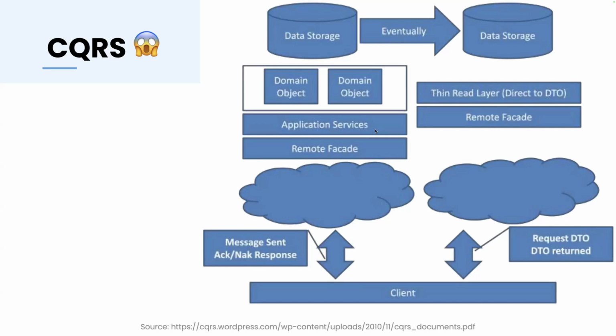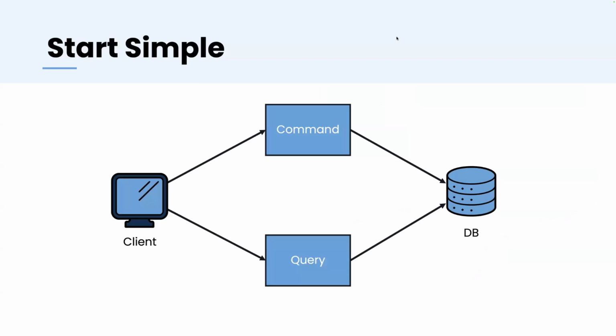We have the reading side and the writing side. And what we have here in the middle is called eventual consistency. We have two data storages. We would have something like event sourcing in the middle, but do we really need that? My answer is no, we don't need that. We can use CQRS as a principle to separate commands and queries, but we don't need two databases.